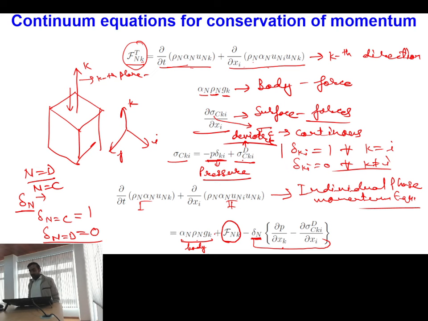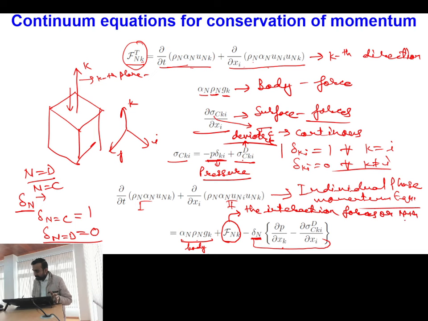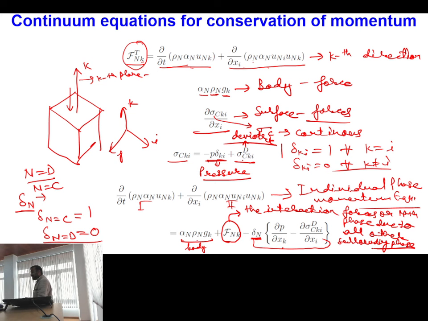Okay, so likewise, if you have your dispersed phase present in the continuous phase, then your surrounding liquid will supply certain forces on the phase in consideration. So this is the interaction forces on nth phase due to all other surrounding phases. Is this point clear? So that is the additional term which will be coming in case of multi-phase flow problems.